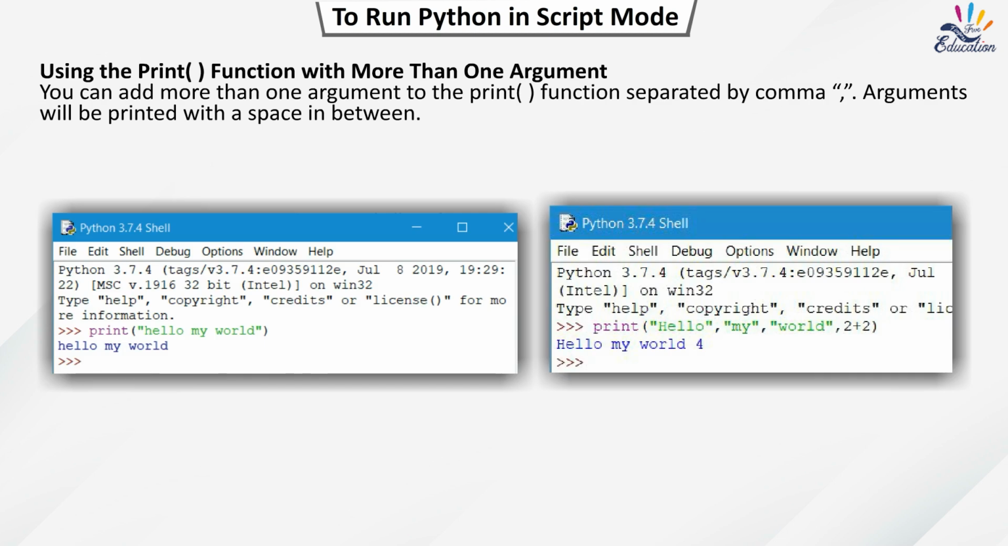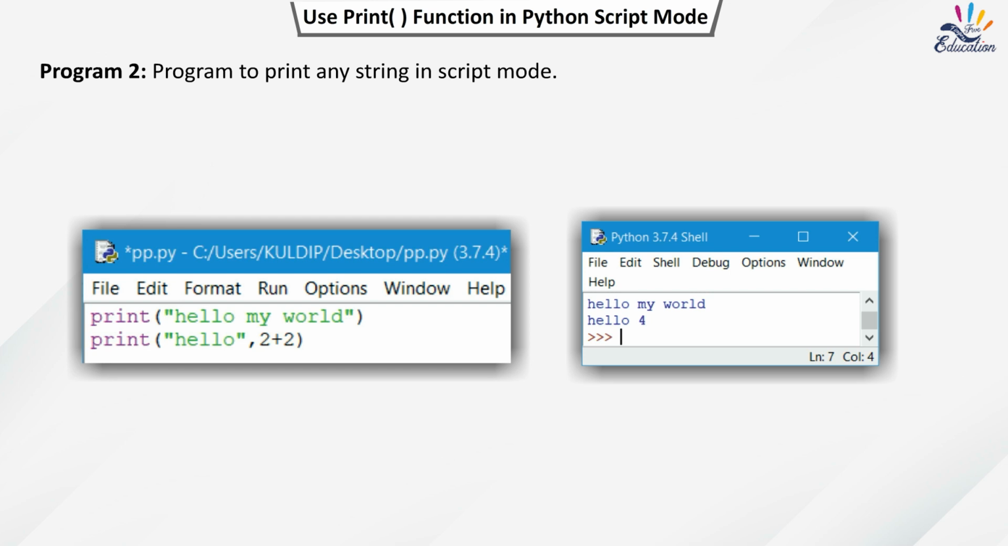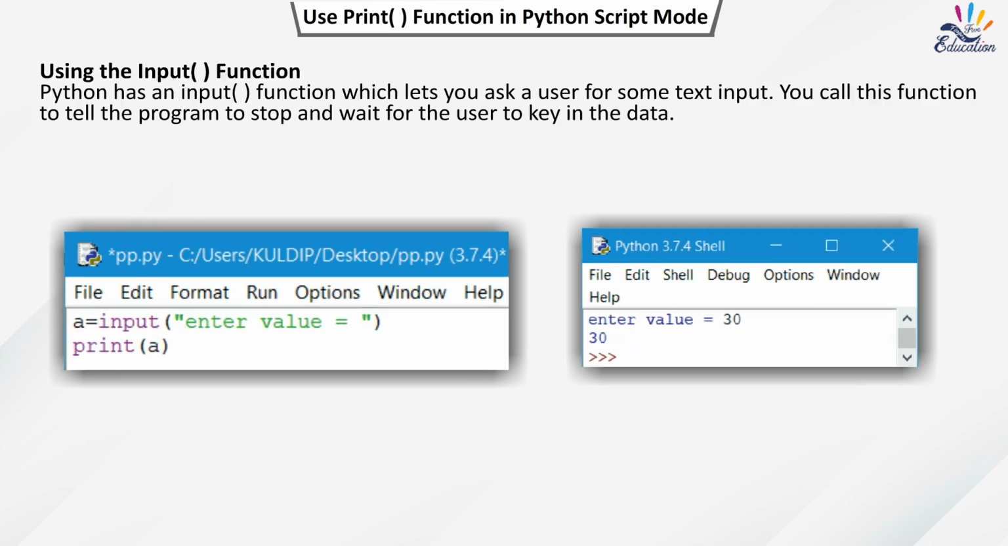Using the print function with more than one argument. You can add more than one argument to the print function separated by comma. Arguments will be printed with a space in between. Use print function in Python script mode. Program 2: program to print any string in script mode. Program output. From now on, we will be using the script mode for our programs.